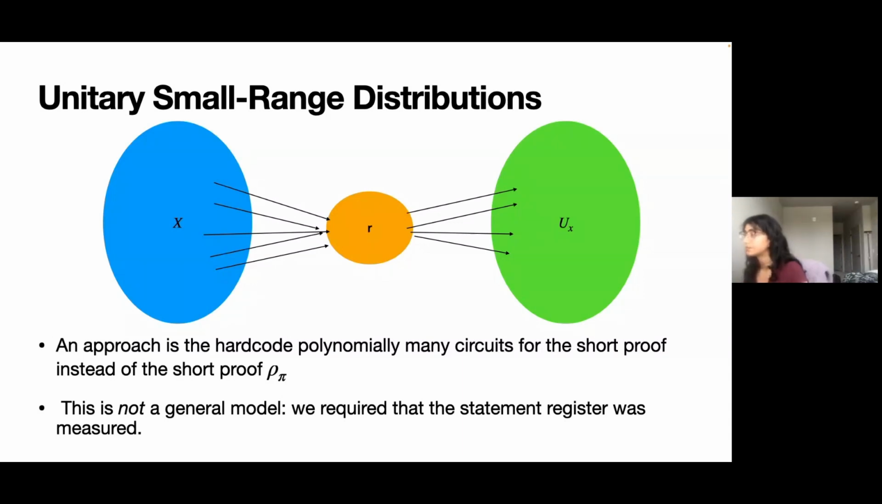But note that here it's not a general model, because this requires that the statement register is measured. This goes back to the issue I brought up, that it's not clear what the right model is to rule out SNARGs for QMA. Here we required that the statement register was measured, and based on a particular X, a particular unitary was applied to the output. It's not clear that this is something we should restrict the adversary to doing.